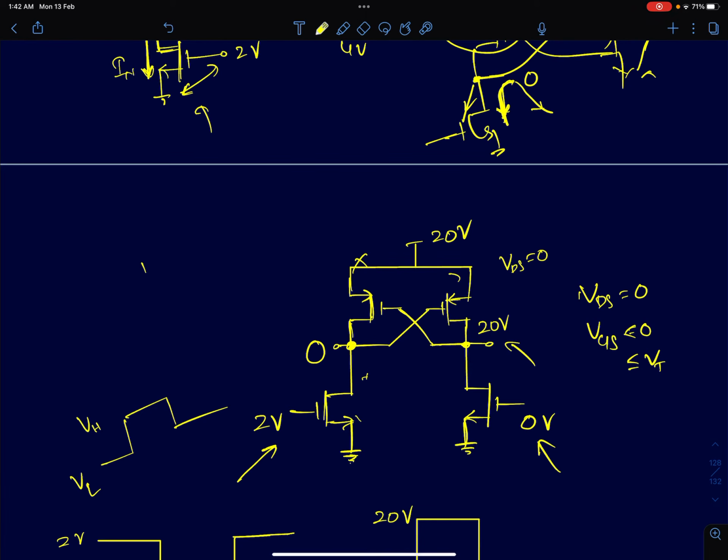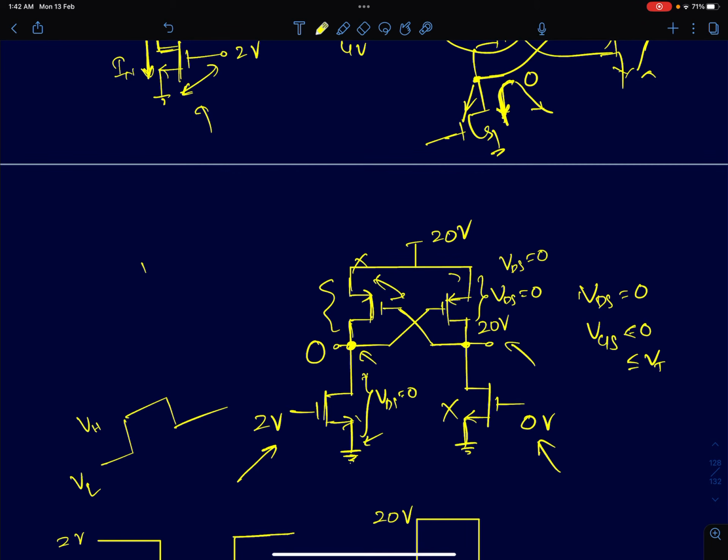Now immediately you can see that the static power dissipation is 0. All the devices are cut off. This device has no VGS. VGS is less than VT. This device's VDS is 0. So drain and source are at 0 volts. VDS is 0. This device is cut off again because VGS is 0. This device is cut off because VDS for this device is 0. So all the devices are turned off, so static power dissipation is 0.